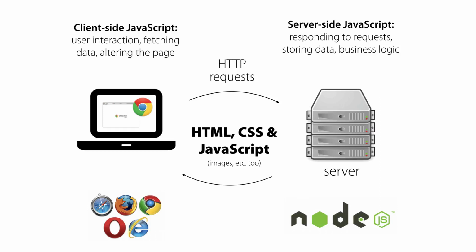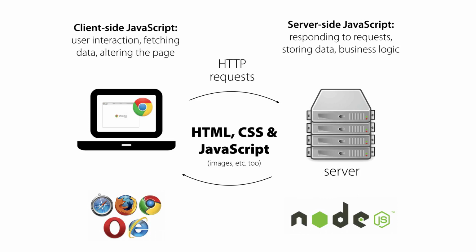So here in this chart, you see that we have client-side JavaScript on the left-hand side that is handling things like user interactions, fetching data, and altering a web page. And on the right-hand side, we have server-side JavaScript, which is responding to HTTP requests that are made by the browser, storing data, and performing business logic. So computation, for example, on user-submitted data or data that users have requested. And the server sends back to the browser or the client HTML, CSS, and other stuff too, like JavaScript, images, even data and things of this nature, right? So there's these two domains.